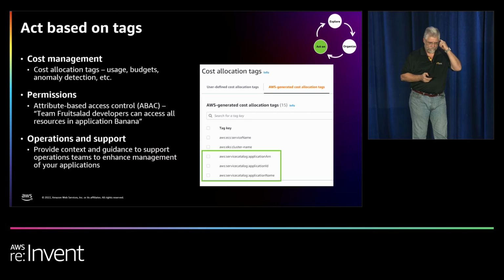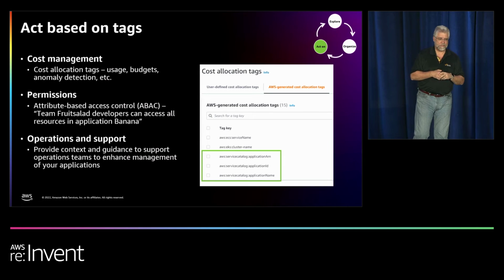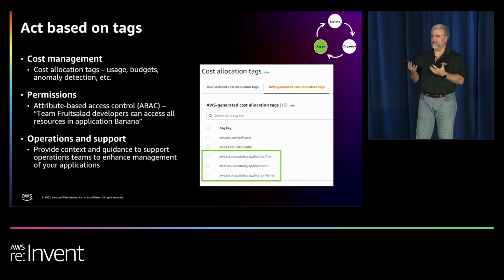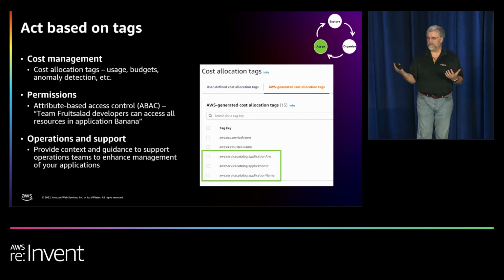And this is where you have to go in, and if you see here, these are the tag keys, I should say, that you enable for cost allocation that are related to AppRegistry that get put on the resources, right?